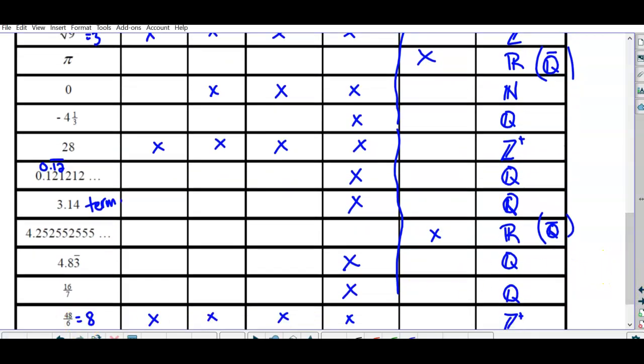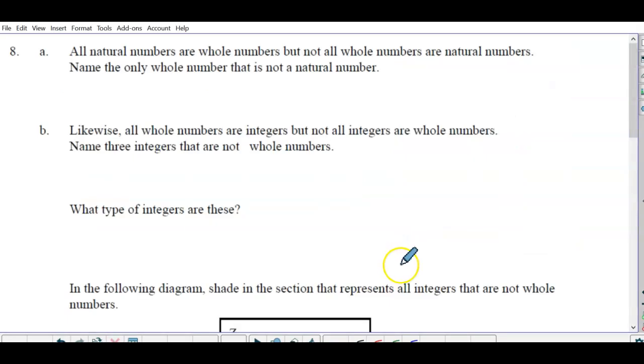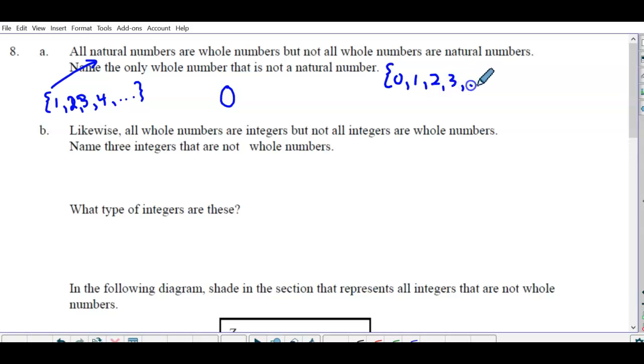So that's that. Real numbers are whole numbers, but not all whole numbers are natural numbers. Name the only whole number that is not a natural number. Well, the only difference is that 0, okay? Because natural numbers start at 1. So set brackets 1, 2, 3, 4, and go onwards in that patterning. And whole numbers start at 0, 1, 2, 3. So all the same except for 0.